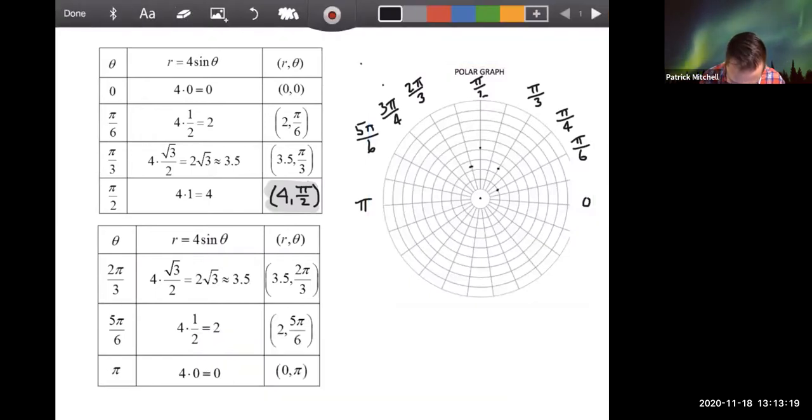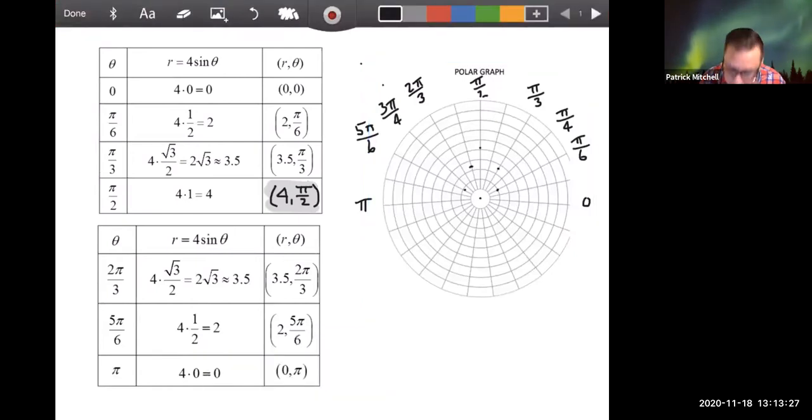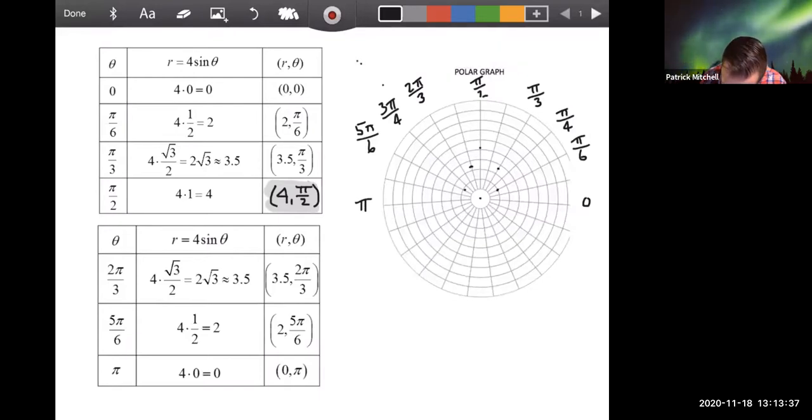And then 2 comma 5 pi over 6, that would be right here. And then 0 comma pi, that's back at the pole. So this is supposed to be a circle. I'm going to do the best I can here. It's going to look something like, oh, that looks terrible. Okay, but I'm going to show you what it looks like on the PowerPoint.